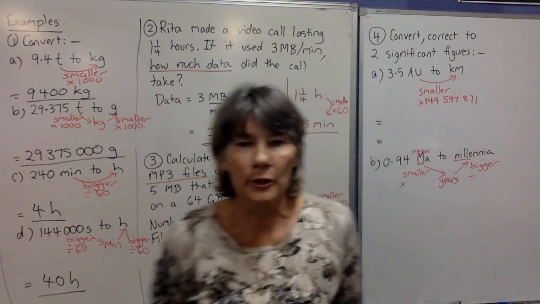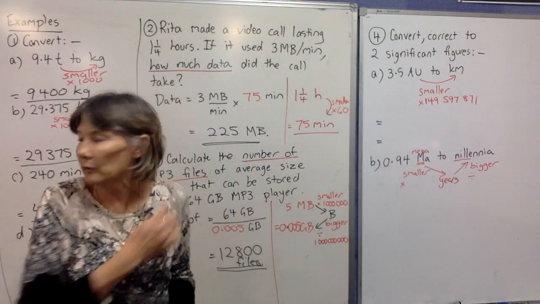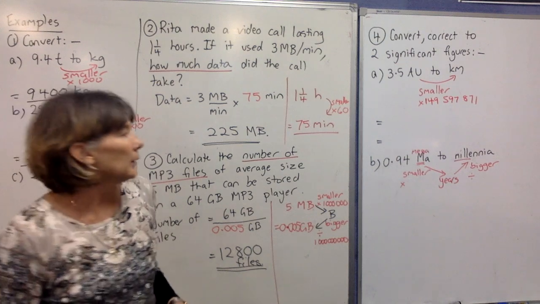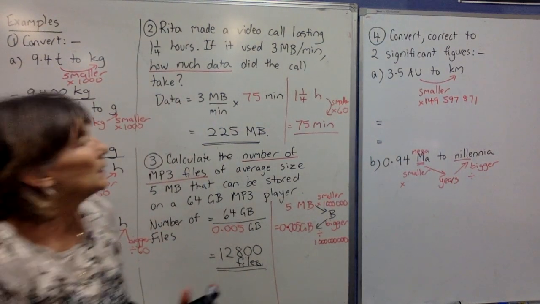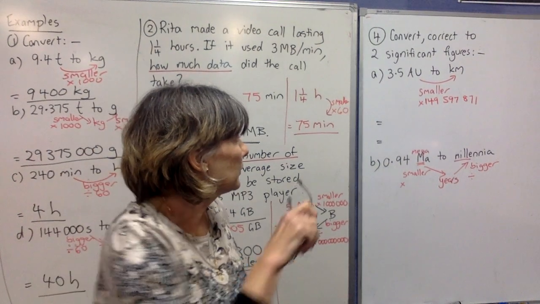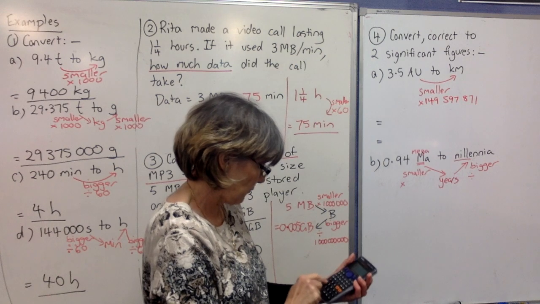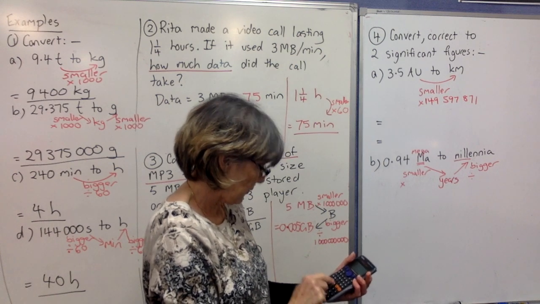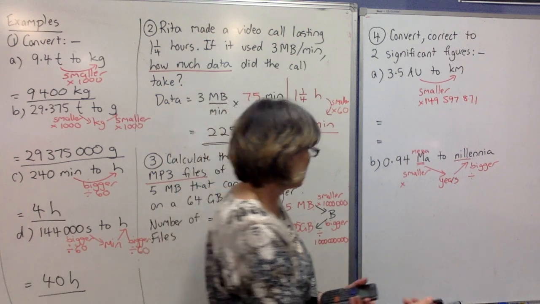No one's expecting you to remember that number off by heart. If you're going to be using this in an exam, we will give it to you. Okay, so now we're just going to type that in our calculator and see what we end up with. So we've got 3.5 times 149,597,871, and this is the answer we get.